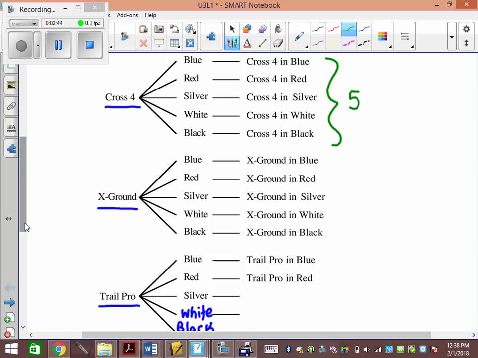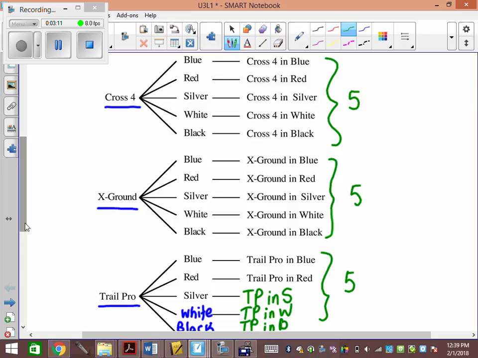Then you have an X Ground in blue, an X Ground in red, an X Ground in silver, an X Ground in white, an X Ground in black. How many options? 5. And then a Trail Pro in blue, Trail Pro in red, Trail Pro in silver, Trail Pro in white, Trail Pro in black. So we have 5 options again, right? So how many total options did she have? 15.